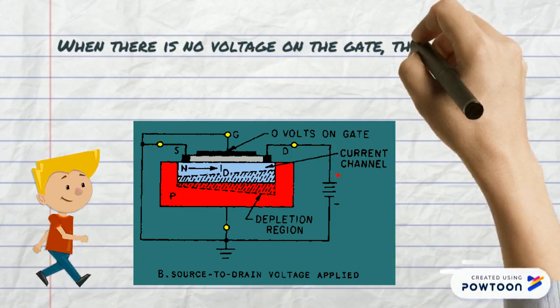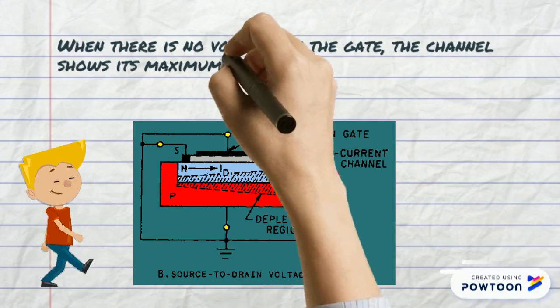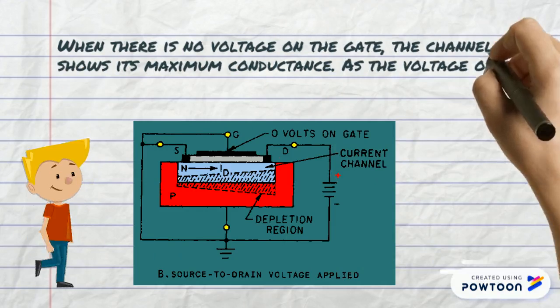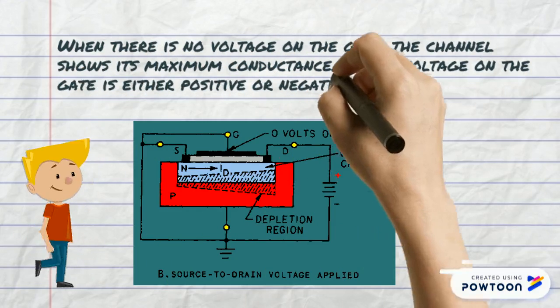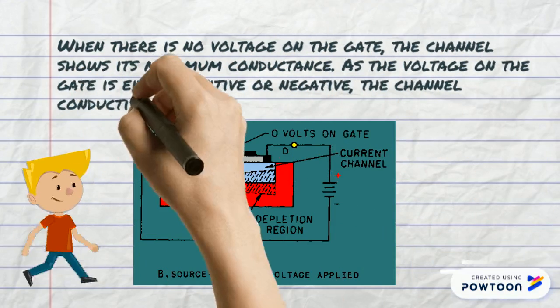When there is no voltage on the gate, the channel shows its maximum conductance. As the voltage on the gate is either positive or negative, the channel conductivity decreases.